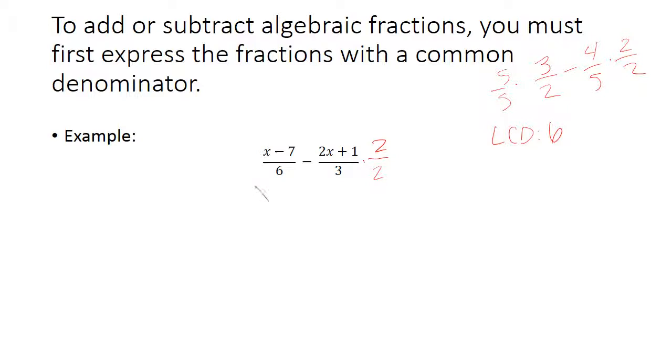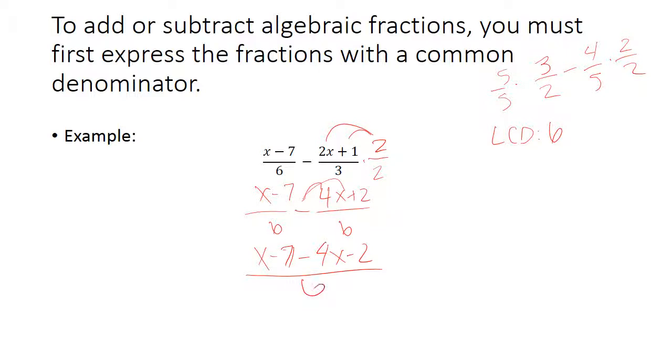So now I'm going to rewrite this. x minus 7 over 6 minus, notice that the 2 would distribute in, so this would be 4x plus 2 over 6. Now, because I'm subtracting, the subtraction symbol has to go into both pieces as I combine this into one fraction. So I'd have x minus 7 minus 4x minus 2, all over 6. Combine like terms, so negative 3x minus 9 all over 6.